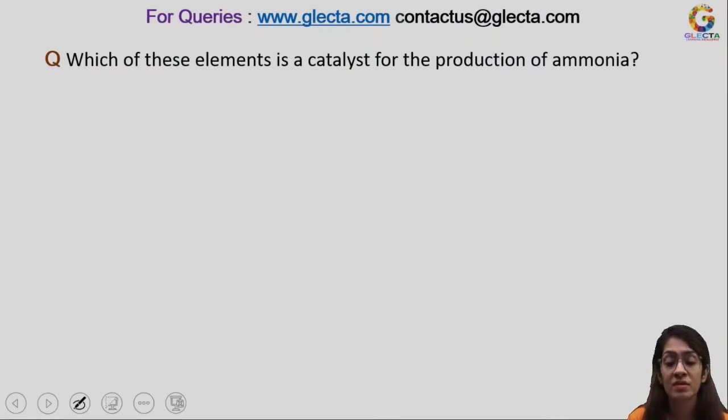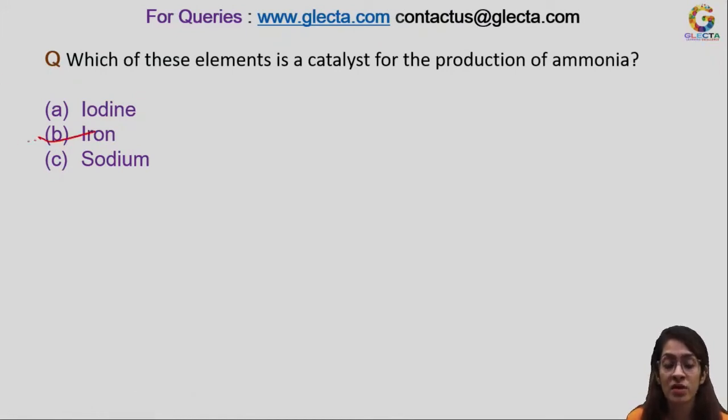Which of these elements is a catalyst for the production of ammonia? Iodine, iron and sodium. From the properties of the transition elements, we know that they form very good catalysts, right? So among these options, iron is a transition element, that is a d block element, and it can be used efficiently as a catalyst for the production of ammonia.